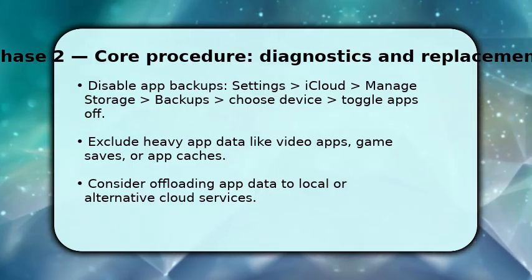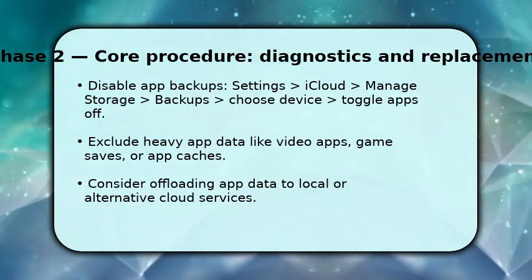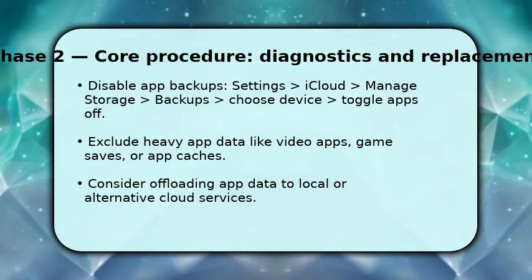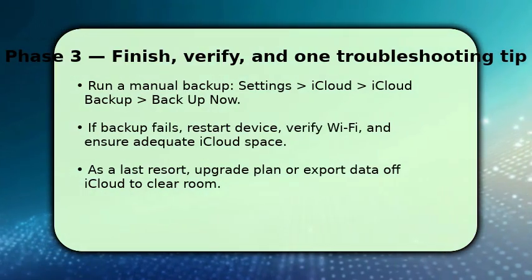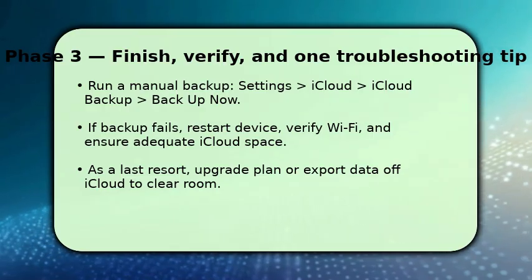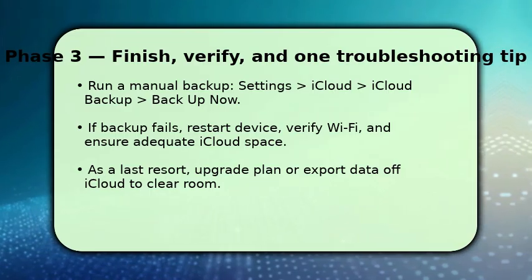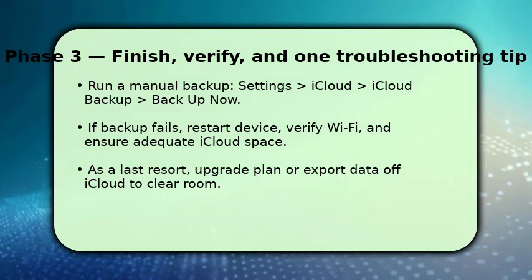Now finalize by running a manual iCloud backup. Tap Backup now and watch progress. If it fails, restart your device, confirm you're on stable Wi-Fi, and recheck available iCloud space. Sometimes temporary spikes block completion. Once done, verify the backup timestamp.